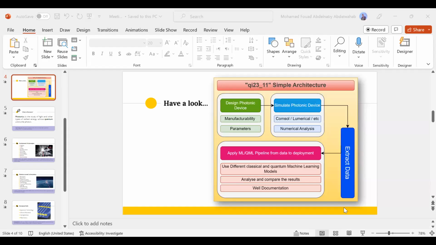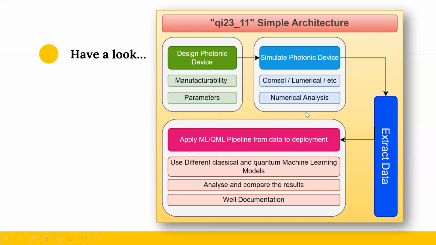So it's actually like our architecture here, exactly like that. We designed in the photonic team, we designed the photonic device. We choose the right photonic device, we try to simulate it, and we generate the data and give it to all of you, to the quantum machine learning team and the machine learning team, to apply the pipeline from the data preparation to the deployment.